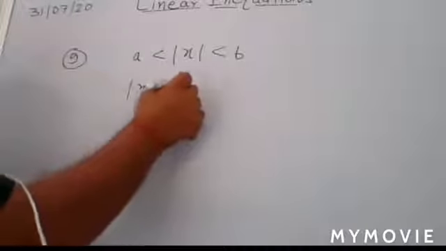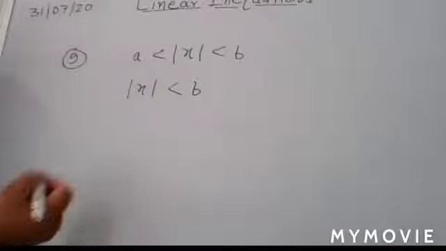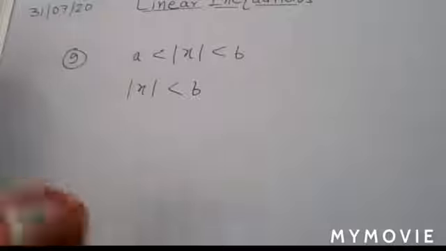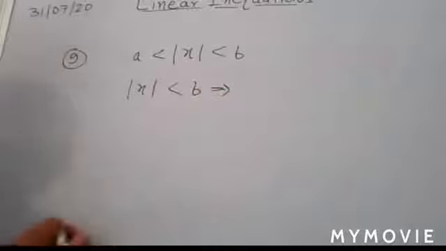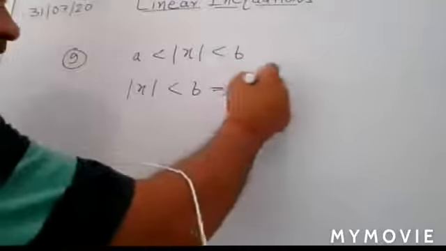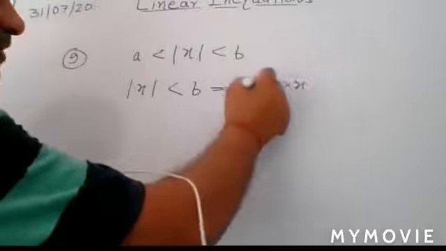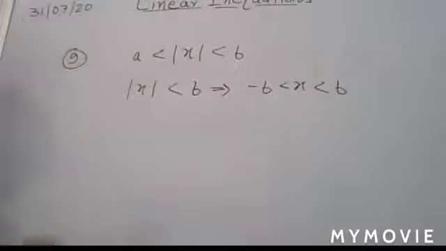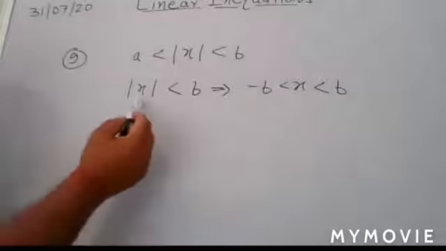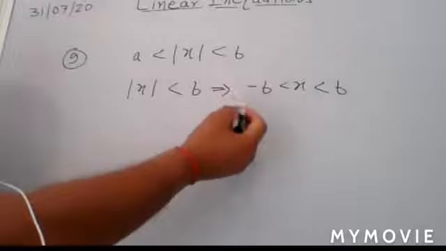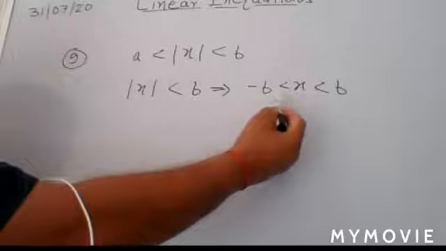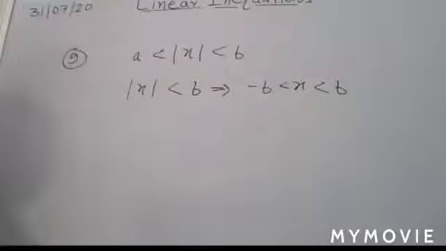If you write in this way, mod of x is less than b, then you already have a result for which way your values of x are lying. For that, x is greater than minus b and less than b. Already you have a result. Any doubt? So mod of x is less than b, taking the right side part, you have x greater than minus b and less than b.